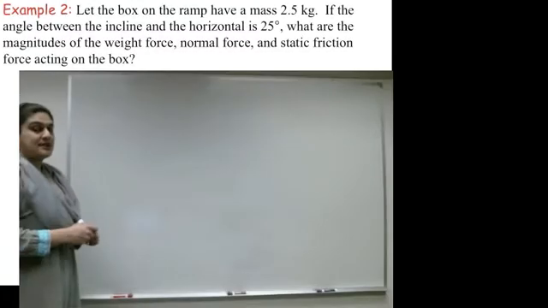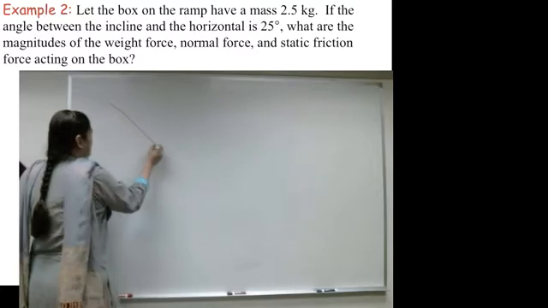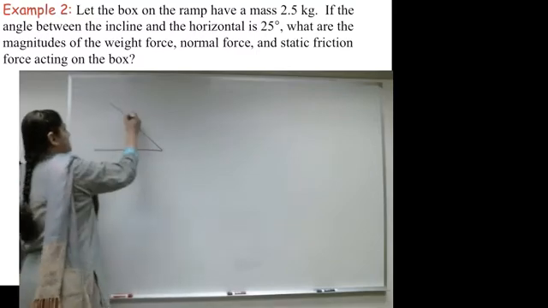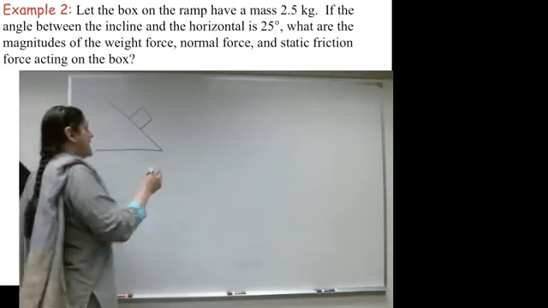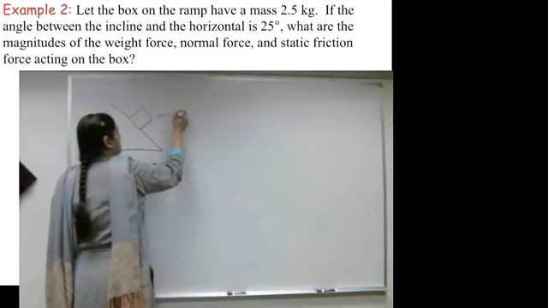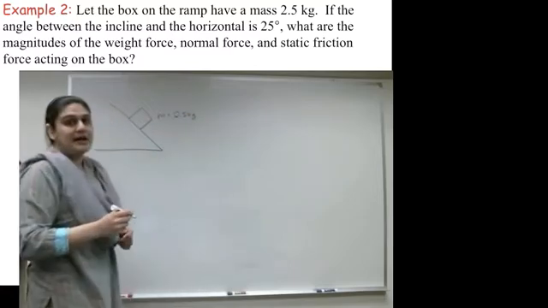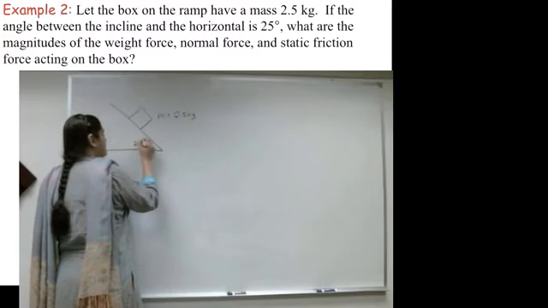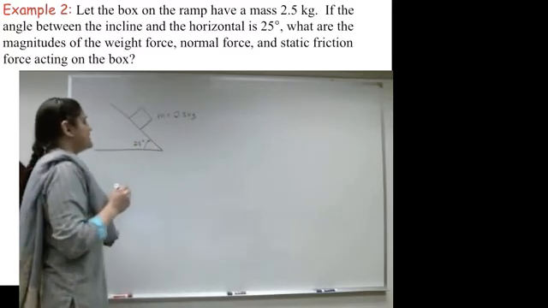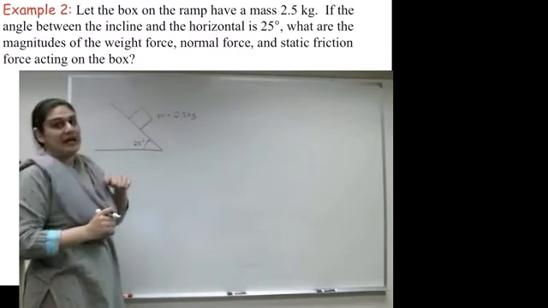So this question says, there is a box on a ramp. So let's draw my ramp first, and there's a box on it. It has a mass of 2.5 kilograms, and the ramp has an angle of 25 degrees. Okay? And so if you consider this box, what are the forces that are acting on it?